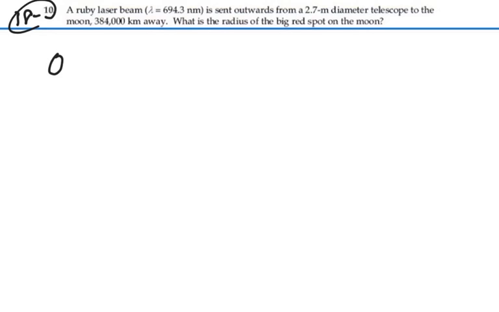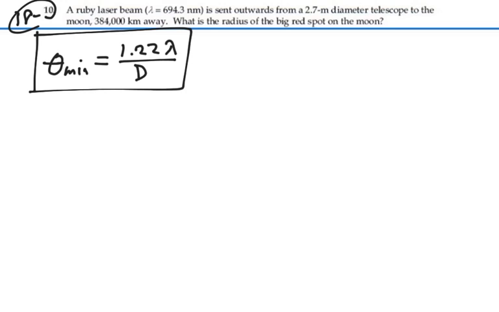Well, in general, for a telescope like this, our minimum angle of resolution is going to equal 1.22 times the wavelength in the medium, in this case air or vacuum, over the diameter of the telescope. And in this case, this minimum angle is going to be approximately equal to the sine or tangent of that angle as well for small angles. And that's going to be equal to what?